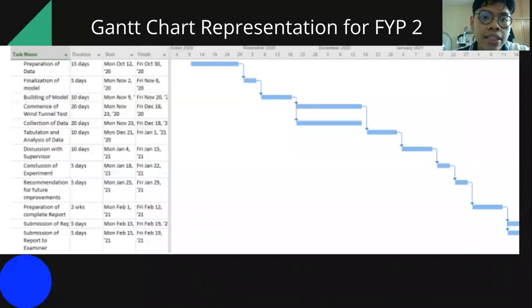So now is the Gantt chart representation for FYP2. We have preparation of data, which is the start, finalization of model, commencement of wind tunnel test, tabulation, discussions, conclusions, and then submission of full report. I estimate that all this will take the whole semester to complete, and I have allocated the respective dates for each and every process that I've listed here.